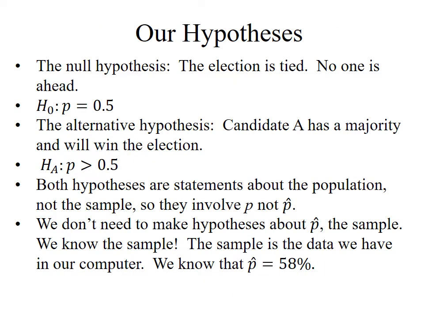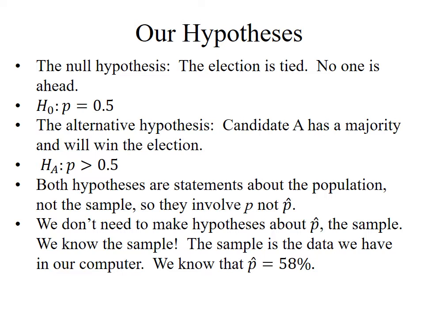All right, so here are our hypotheses then. The null hypothesis in words is the election is tied, no one's ahead. H sub 0 says p equals 0.5. That's kind of the most boring, the most annoying result we could possibly get. That's the skeptic's perspective. The alternative hypothesis is what I want to conclude.